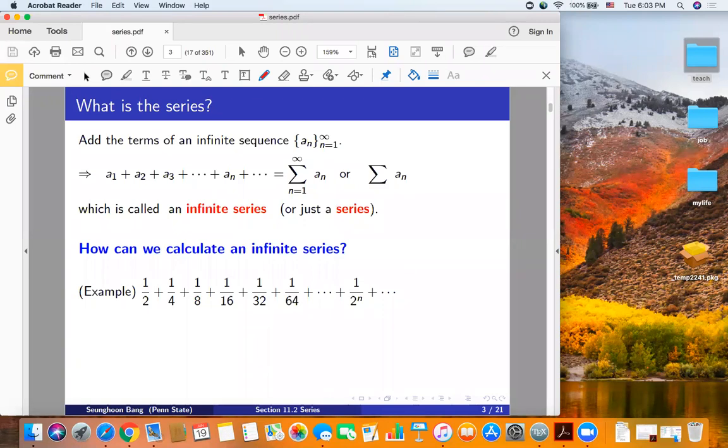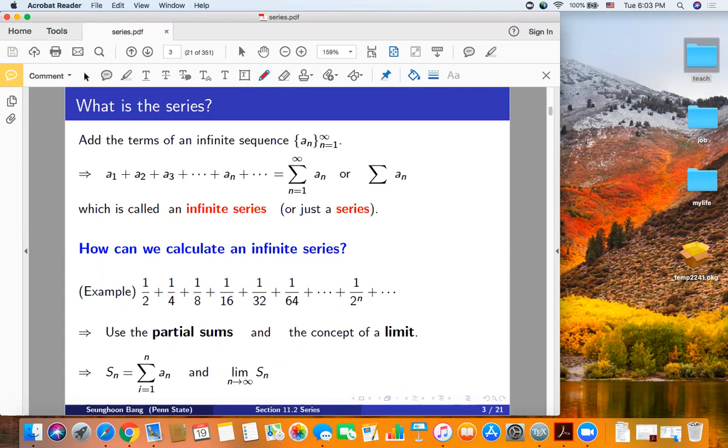So how can you derive it? First, we think about the exact definition of a series. We use this idea: use the partial sum and the concept of a limit. This is the whole idea for solving this problem. First, we only add up to n, this is the partial sum S_n. S_n is summation from i equal to 1 to n of a_i, like this. The concept of a limit is to take the limit. So what happens? We have this result.